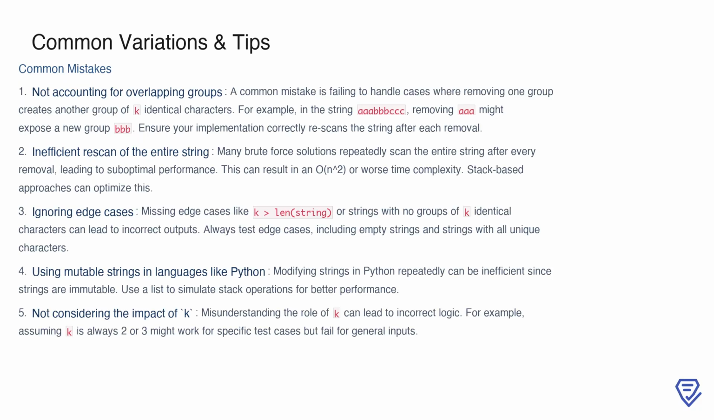One common mistake when solving this problem is not accounting for overlapping groups of duplicates. For instance, consider the string AAABBBK. If you remove the first group, AAA, you now expose another group, BBB, which also needs to be handled. Your solution must be designed to rescan and handle these newly formed groups effectively.